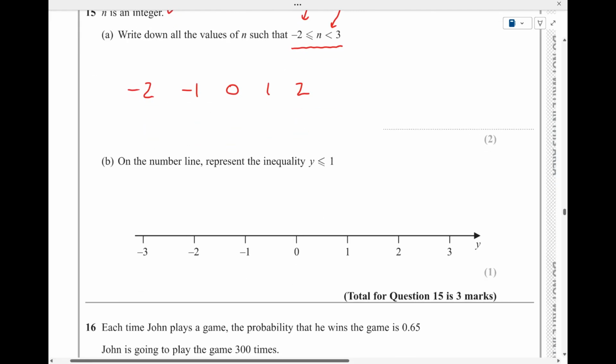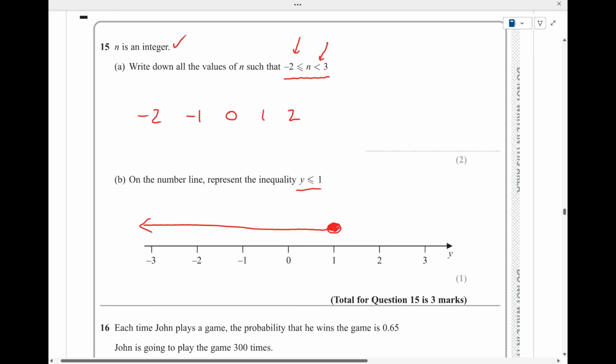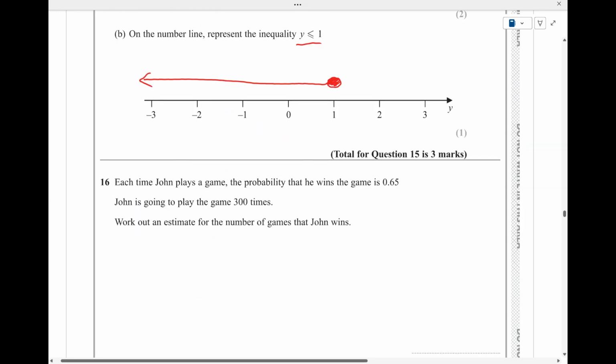On the number line, represent the inequality y is less than or equal to 1. So y is down here, isn't it? Less than 1. But it's less than or equal to, so I'm going to shade in there to say it includes the 1. And that is number 15. Let's look at number 16.